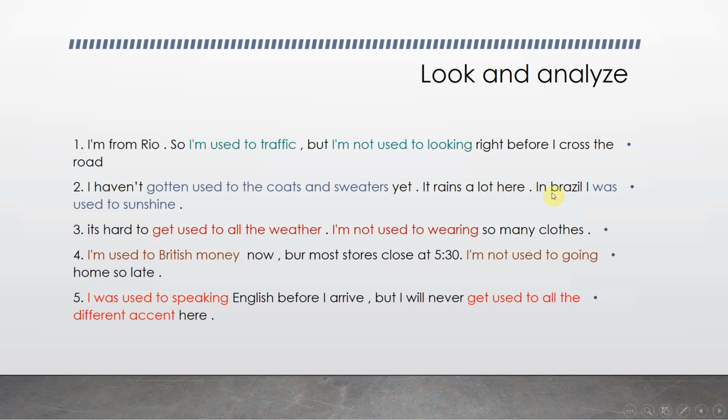And it rains a lot here. In Brazil, I was used to sunshine. Here استخدمنا I was used to because this tense is in the past tense. I was used to sunshine, and sunshine is a noun. أجت بعديها بعد used to noun. Why here we said got used to? Got used to here لأنه عندنا الجملة اللي بيحكي لنا عنها هو بدي يحكي لنا إنه السيتويشن هاد صار يعني أقل غرابة. هو بدأ يتعود يعني بلش يتعود على الcoats and sweaters.